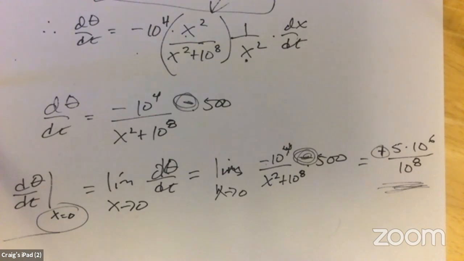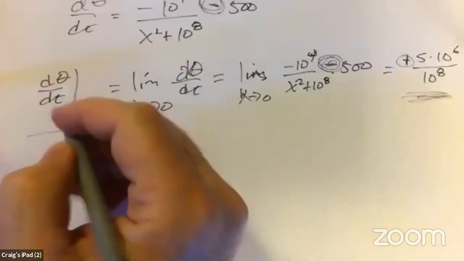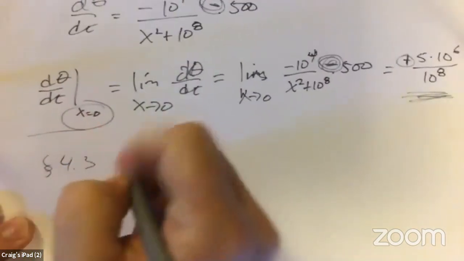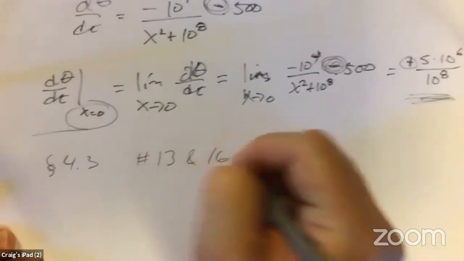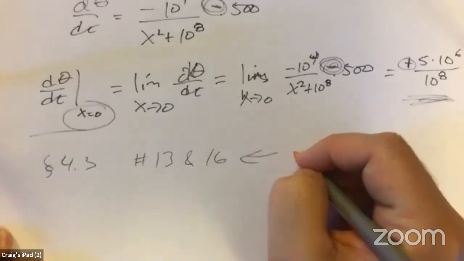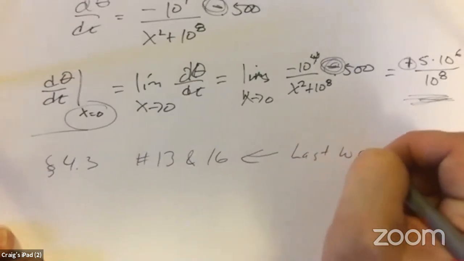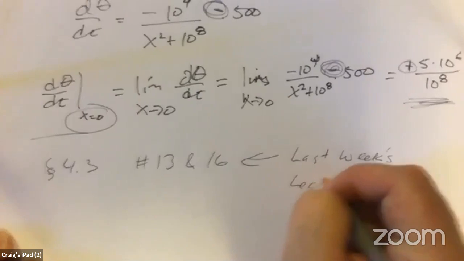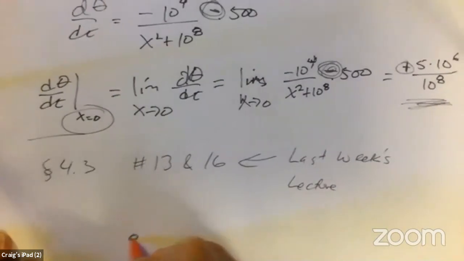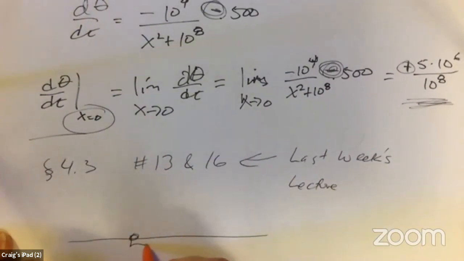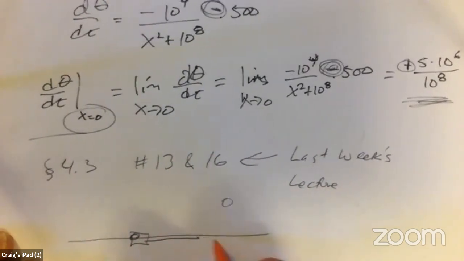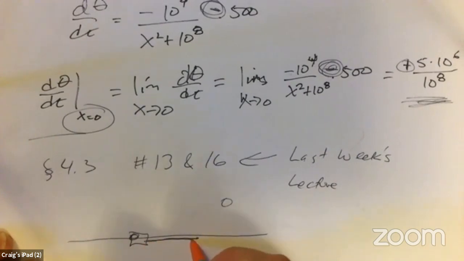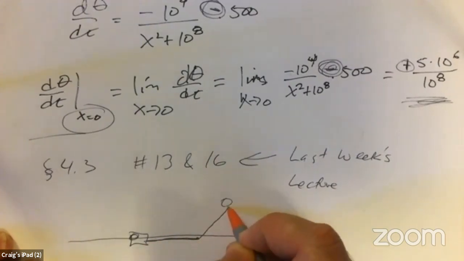If you want to know more about 13 and 16 in section 4.3, refer back to last week's lecture. It was the power station with the offshore facility. The question is, how far along the coast should I move the power line before I shoot off and go underwater?